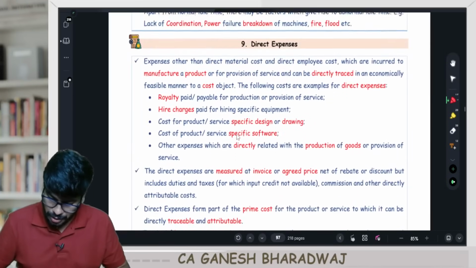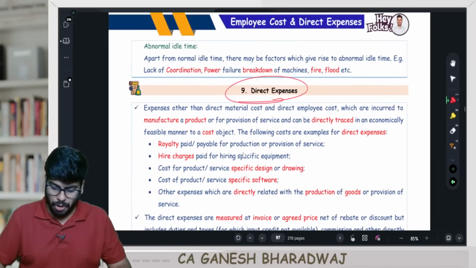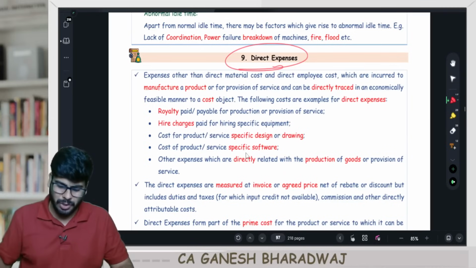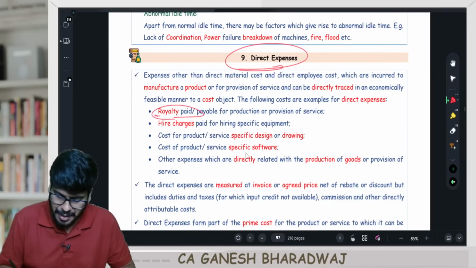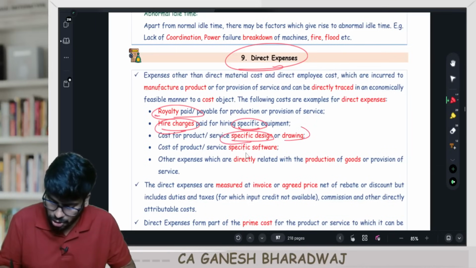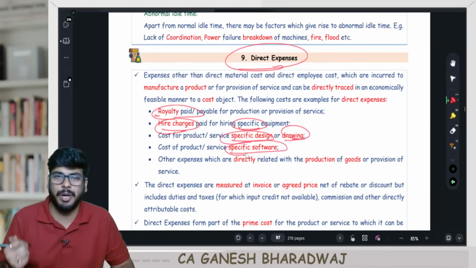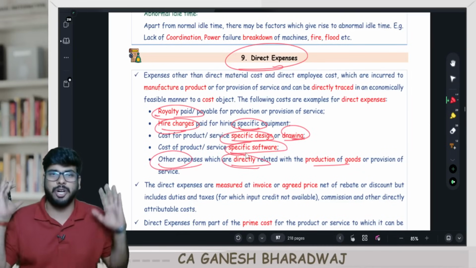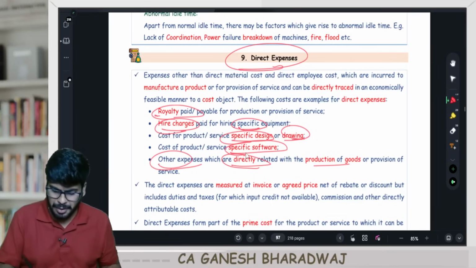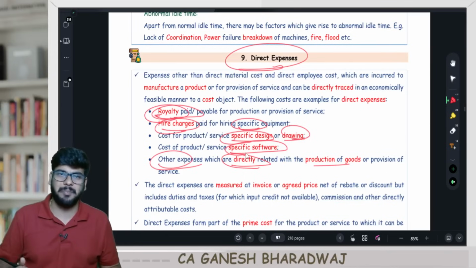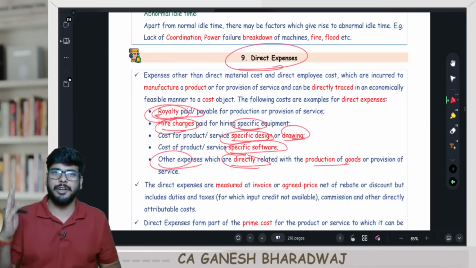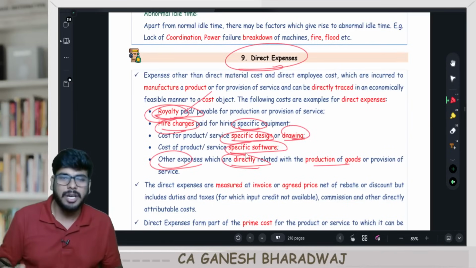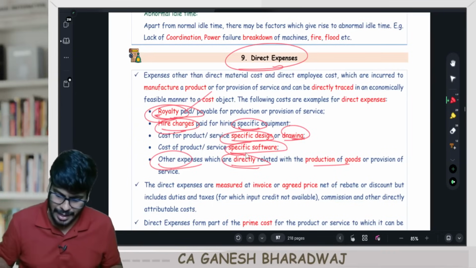Now, yes, one more thing here, direct expenses. What are all the components of direct expenses? It could be a theory question: royalty paid or payable, hire charges for specific equipment, customer specific design or drawing, or any specific software for which you are incurring a cost, any other cost that you incur directly related to production. Clear with this, guys? Simple: royalty paid. Example, Maruti pays, let's say, 50,000 rupees of royalty to Suzuki Incorporation for every unit produced. This is a royalty paid that comes under direct expense.